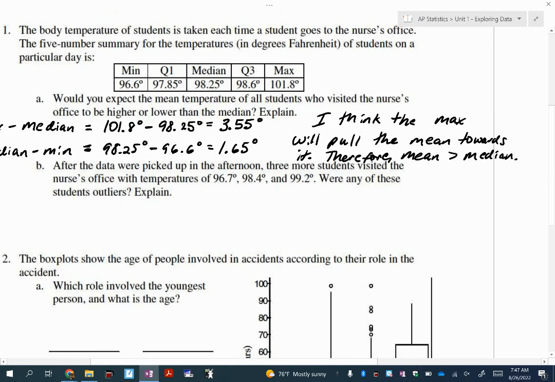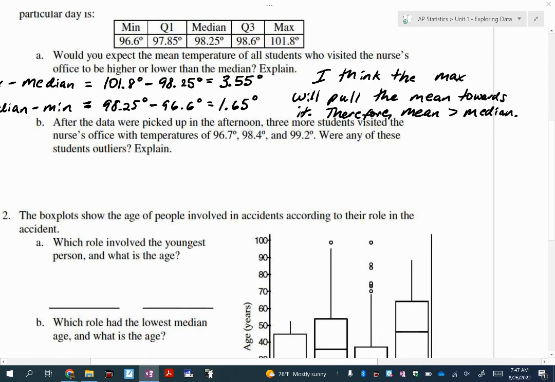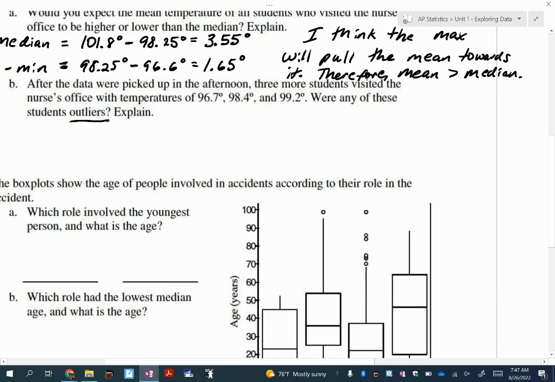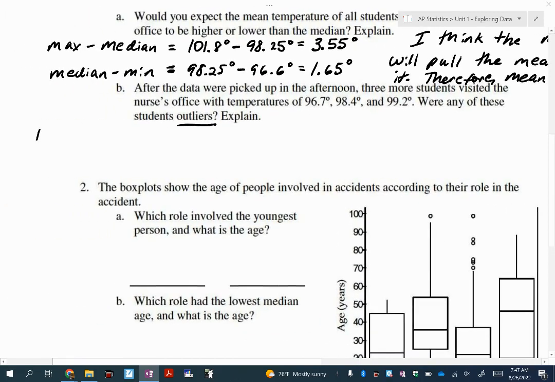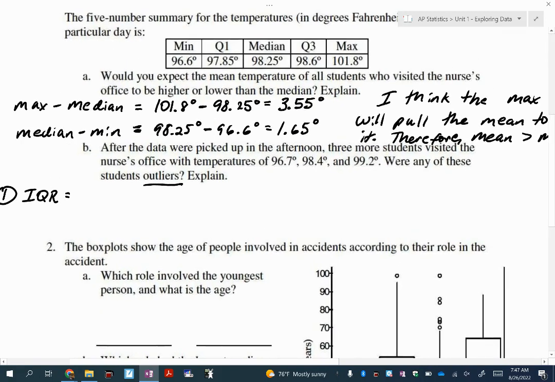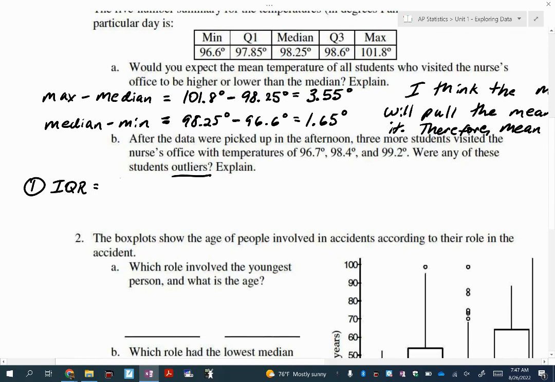All right, let's do letter B. This is our first opportunity together to actually calculate outliers. So I'm going to go through the process of how to do this. Step number 1 is to find the IQR. When I look in my 5-number summary, I'm going to subtract quartile 3, 98.6 degrees, minus quartile 1, 97.85 degrees. That's always the first step. That gives me 0.75 degrees.